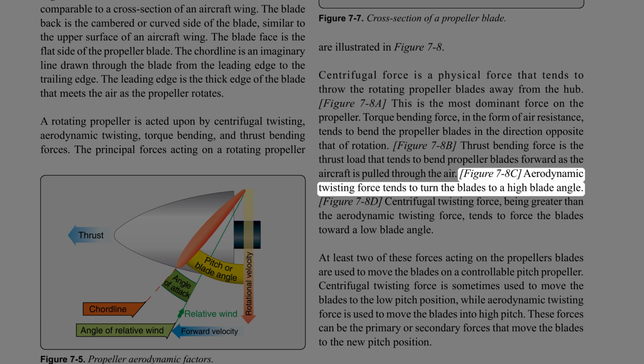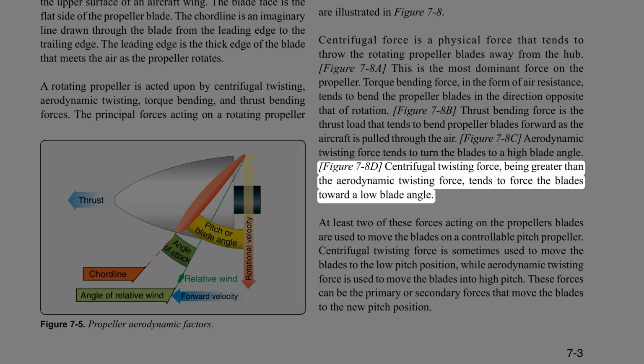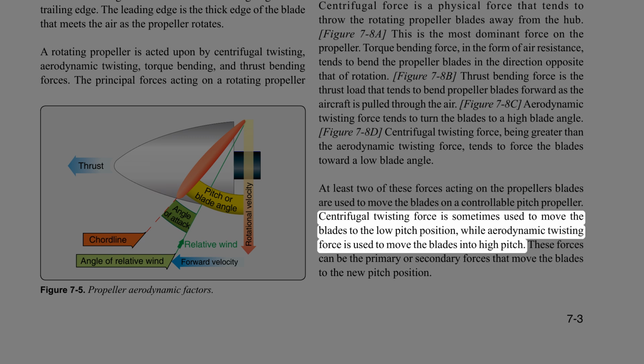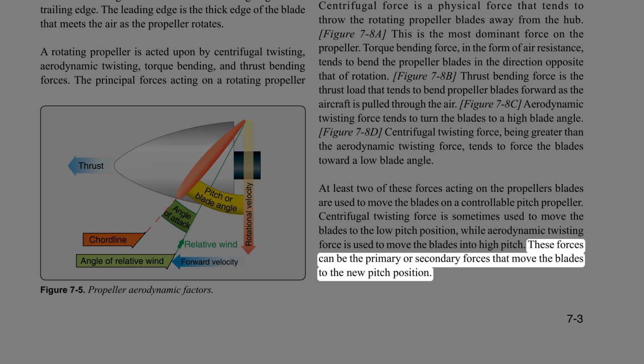Figure 7-8c. Aerodynamic twisting force tends to turn the blades to a high blade angle. Figure 7-8d. Centrifugal twisting force, being greater than the aerodynamic twisting force, tends to force the blades toward a low blade angle. At least two of these forces acting on the propeller's blades are used to move the blades on a controllable-pitch propeller. Centrifugal twisting force is sometimes used to move the blades to the low pitch position, while aerodynamic twisting force is used to move the blades into high pitch. These forces can be the primary or secondary forces that move the blades to the new pitch position.